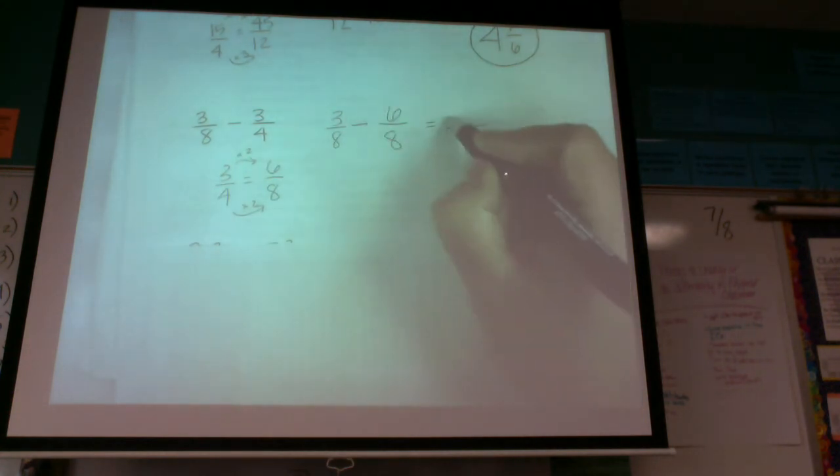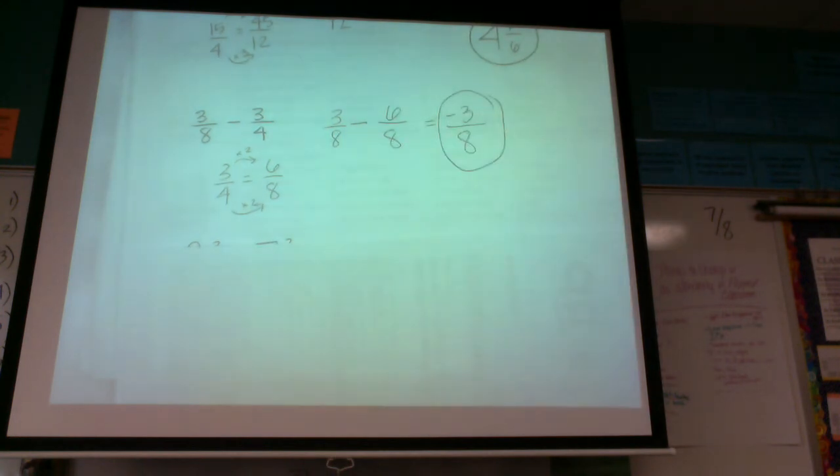3 minus 6, that's going to be negative 3. That's simplified as far down. That's going to be my answer.